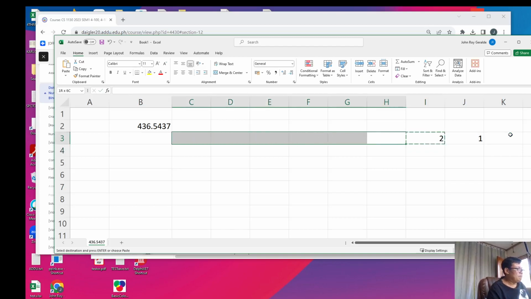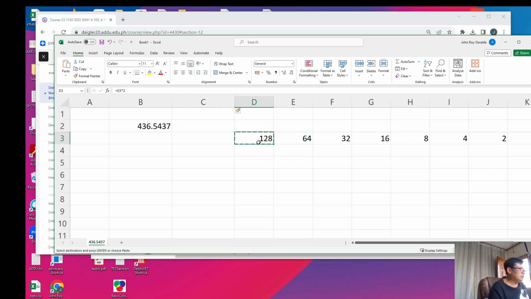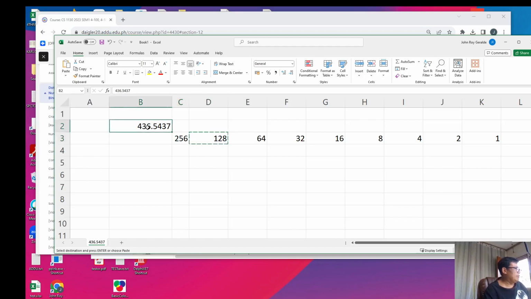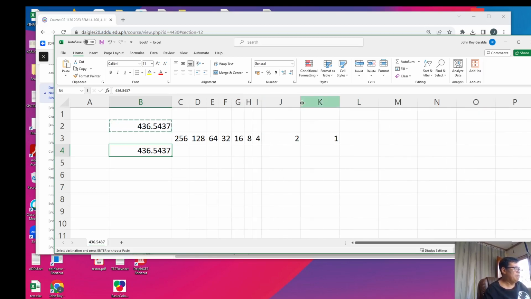So we have the, okay, you still lack a column. We insert another column. So 256 is enough, and remember that the next value in the series is 512. So therefore, it's already more than 436. We cannot use it anymore.